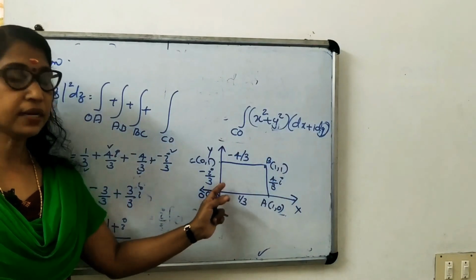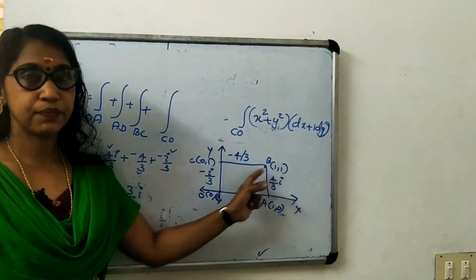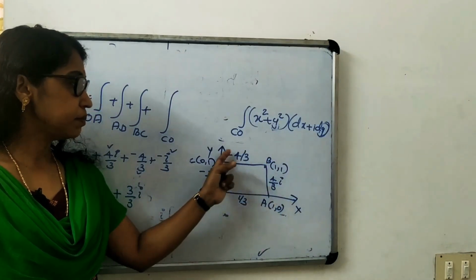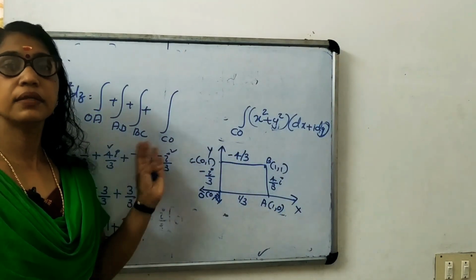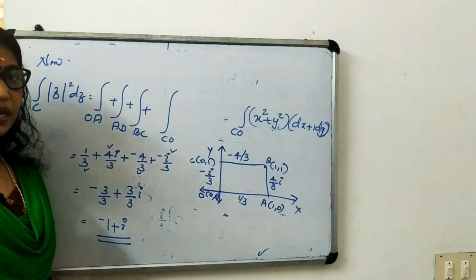First draw the rectangle, then we find the integral along all these paths: along OA, then AB, then BC, then CO, then we take the sum. Finally we got the result. Okay, thank you.